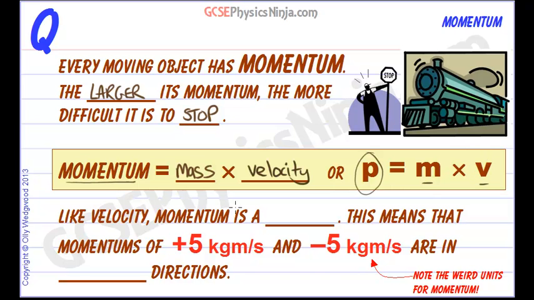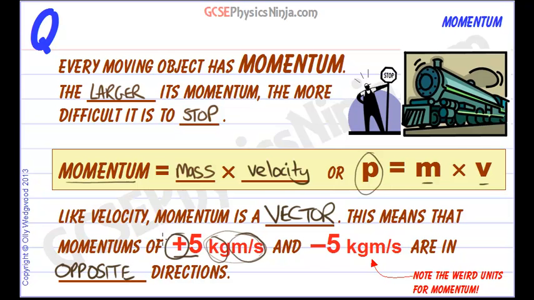And like velocity, momentum is a vector. Now, if you remember back, a vector is something which has both size and direction. So direction is important. This means that momentums of plus 5 kilogram meters per second, and note the strange units, but that makes sense because it's mass times velocity, and minus 5 kilogram meters per second must be in opposite directions, because one is a plus and one is a minus. And that is the meaning of a vector, that direction is important.